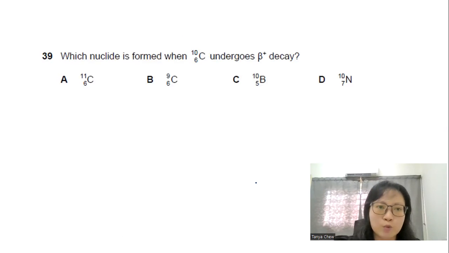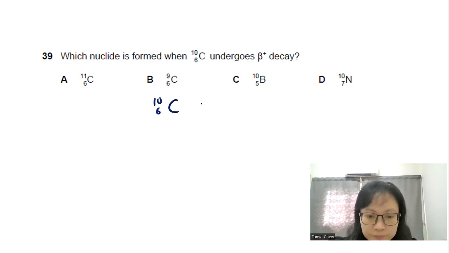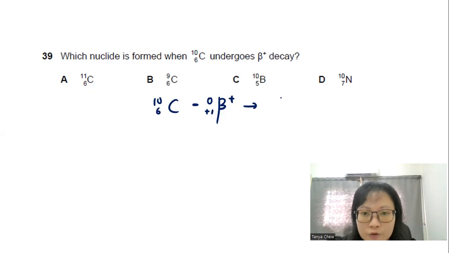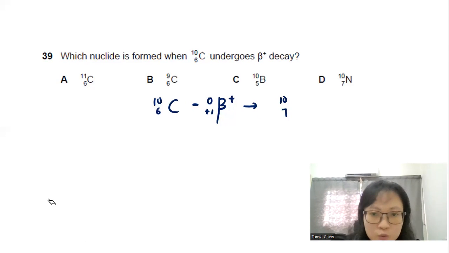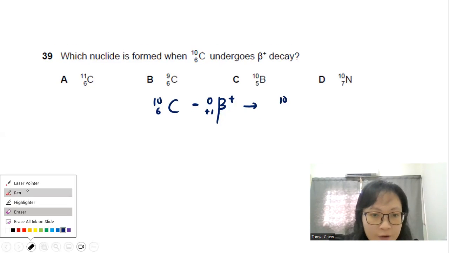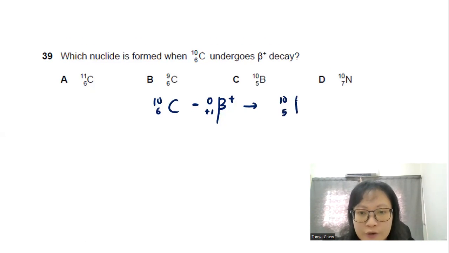Question number 39, which nuclei is formed when 10C undergoes beta plus decay? So all you need to do is just write down the equation. Beta plus decay, that means 0, beta plus, positive 1, beta plus. So you form 10 minus 0, you get 10. 6 minus positive 1, you get 5. So the answer is C.